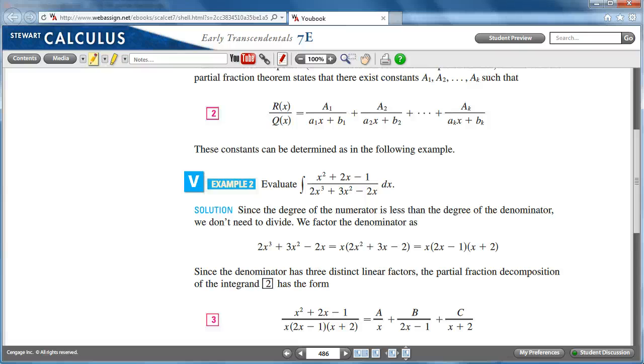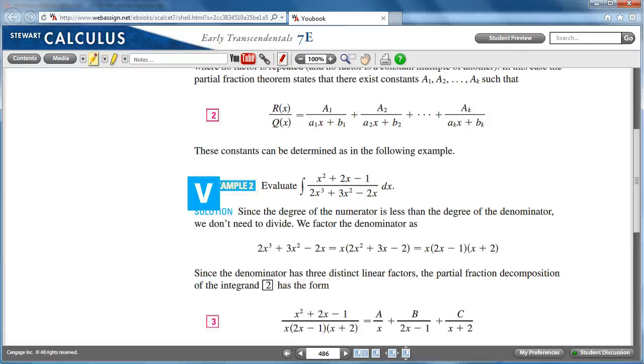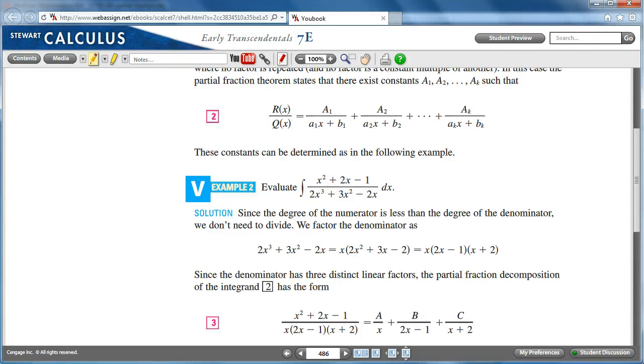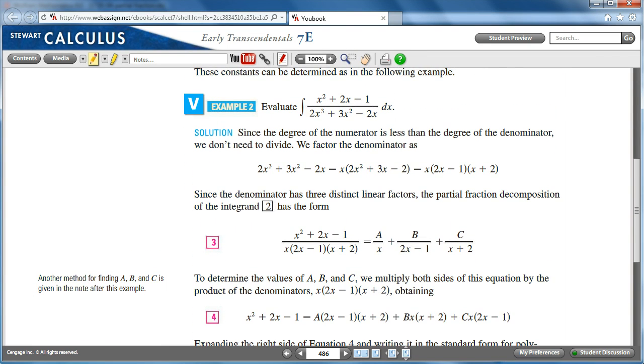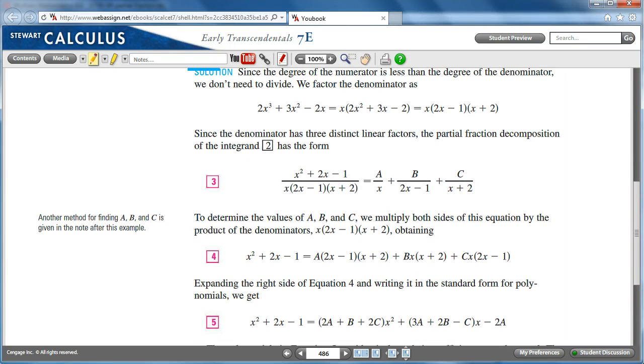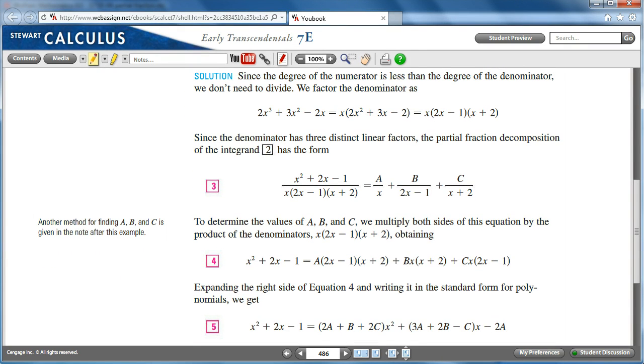A over the first factor, b over the second factor, c over the third factor, d over the fourth factor if there is something like that. And just use brute force computation to take the common denominator. The denominator is x times 2x minus 1 times x plus 2, and multiply out. The numerator will be kind of like this. And expand and then rearrange and do a lot of computation. And we are going to have this kind of expression.